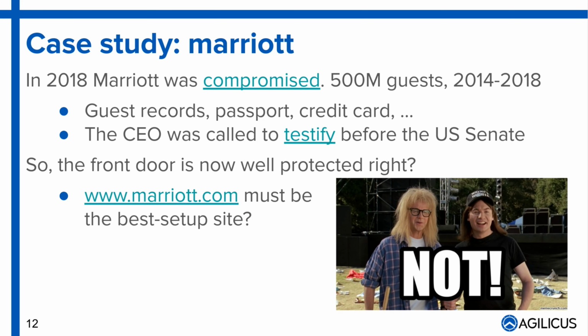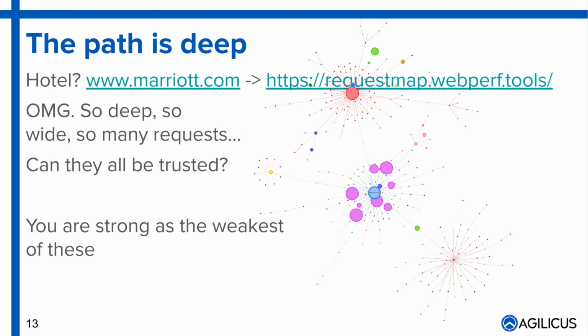Nope, not even close. So I use a tool called RequestMap, requestmap.webperf.tools. It's quite great. You go to it, you type in your domain name, you pick a runner, you let it run for a little bit, and it shows you a tree of everything that gets fetched by the user when you go there. Look at this site. Oh my God, it's so deep, so wide, so many requests, so many different domains.